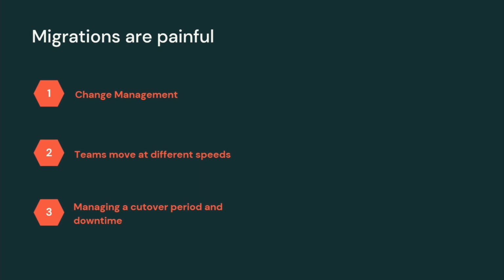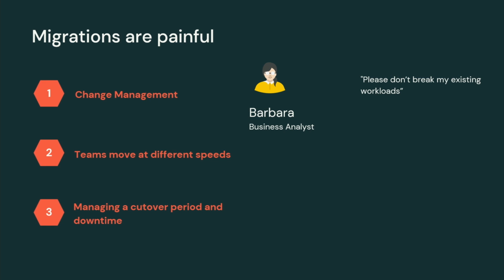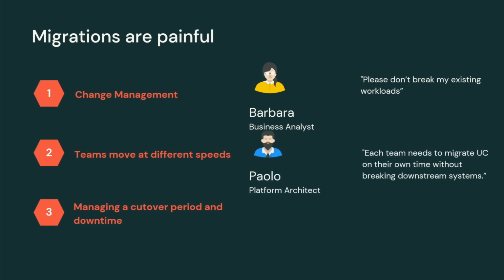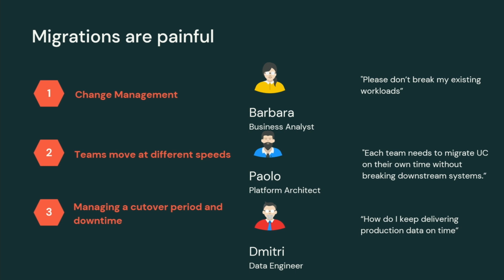And so when we talk to our team, Barbara is just pleading that we do not break her existing workloads because she has already built this new notebook. The last thing she wants is this migration to mess things up for her. When we talk to Paolo, he's thinking about the teams moving at different speeds. Each team needs to maybe migrate to Unity Catalog on their own time without breaking downstream systems. Multiple teams touch the same data. This gets quite complex. And then lastly, when we talk to Dimitri, he's really worried about keeping production data on time, right? There's maybe SLAs around what he builds.